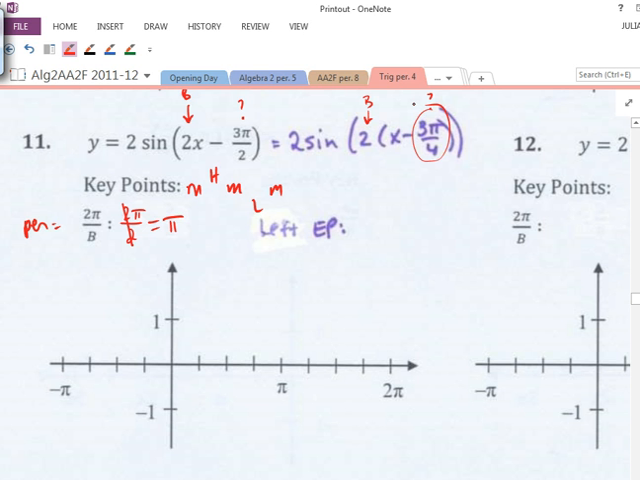Yeah, because in order to fit the pattern, which says x plus c, x minus c, you have to have it where the x is alone. So you got to factor the two out, which I did for you already, and I will probably continue to do that just for now. So your left endpoint is 3 pi over 4.